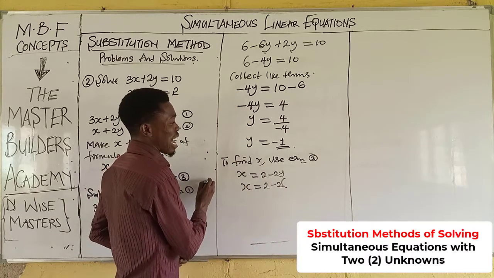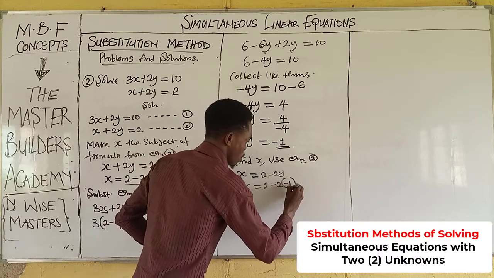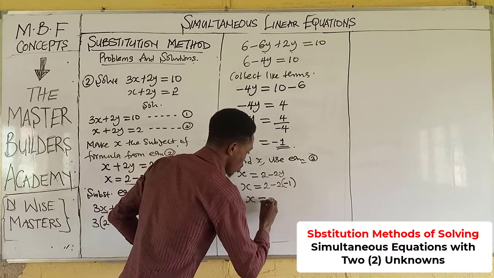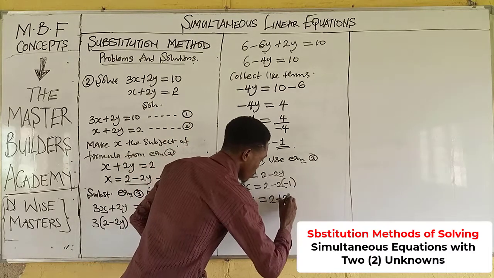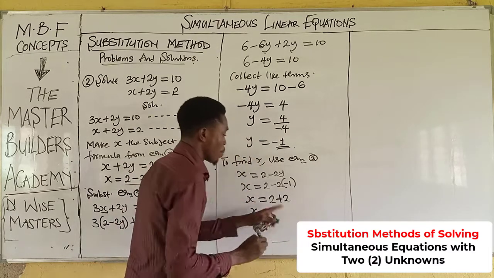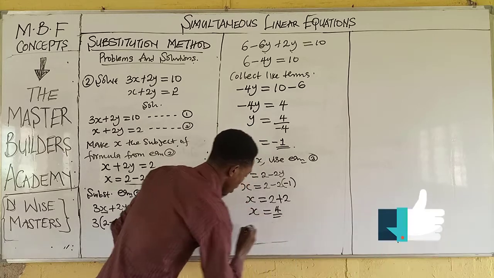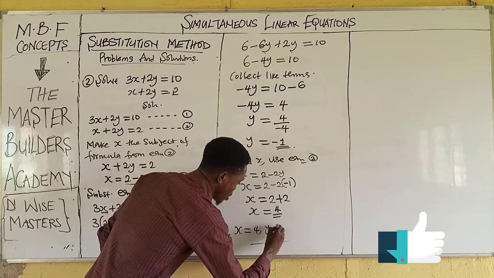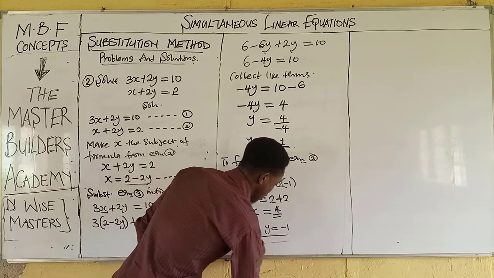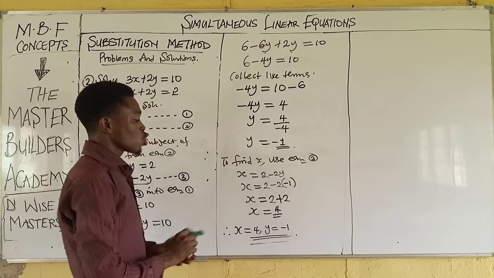Guys, what was the value of y? y is minus 1. So put down minus 1 here. Then this is x is equal to 2. Now minus 2 times minus 1 will give us plus 2. Therefore, x is equal to 2 plus 2. We have 4. Therefore, x is equal to 4 and y is equal to minus 1. These are the results to this question.